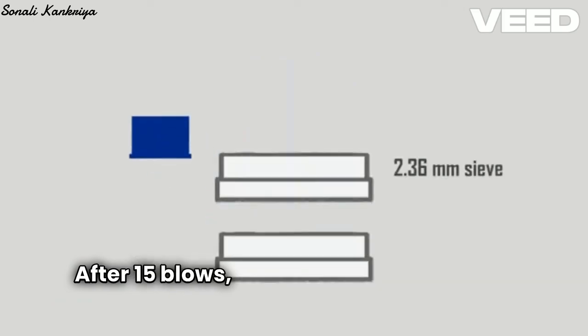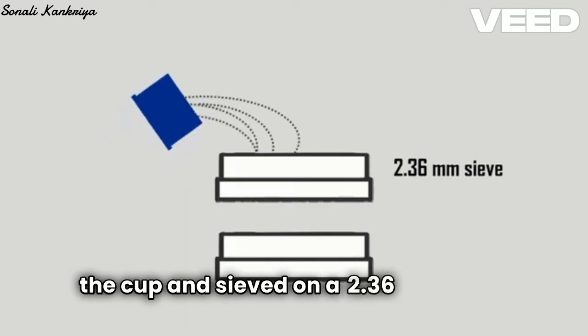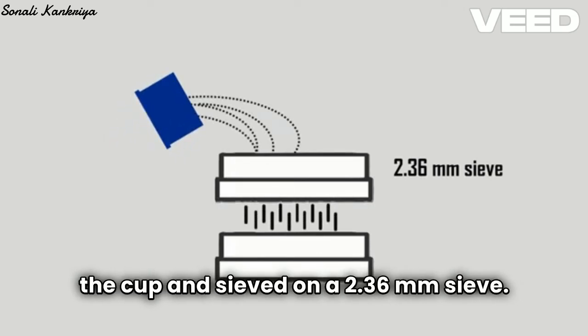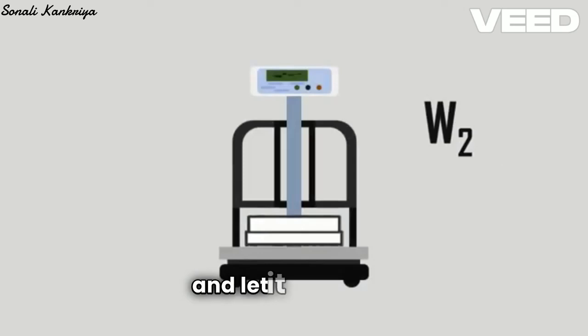After 15 blows, the crushed aggregate is removed from the cup and sieved on a 2.36 mm sieve. The fraction passing through this is weighed and let it be W2.